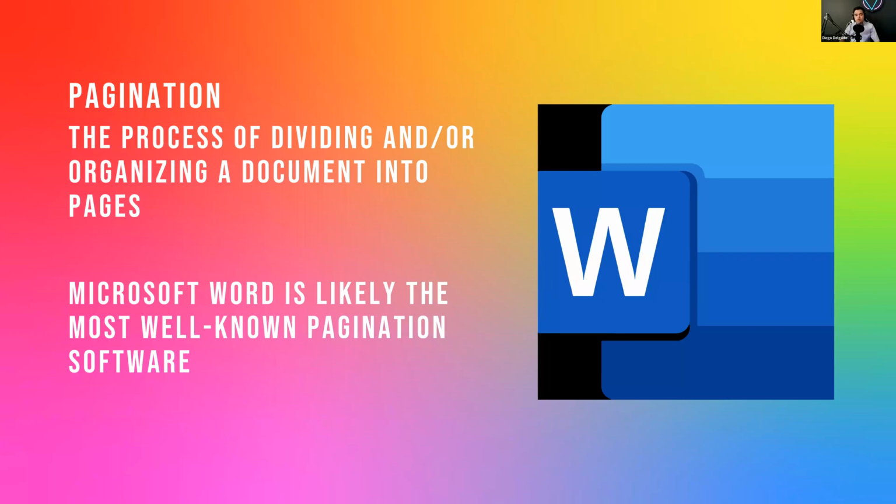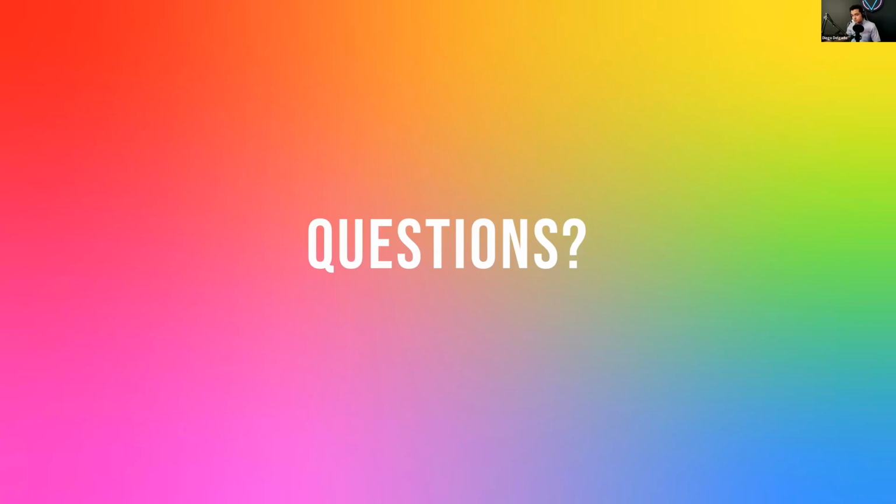Microsoft Word is probably the most well-known pagination software. It doesn't have quite the same aesthetic design properties as Adobe InDesign, but you can definitely use it to make a handful of things. Plenty of people do their resumes, flyers, things like that in Microsoft Word. But we're going to be going over Adobe InDesign specifically in this training today. All right, so that was just an introduction to what pagination is.